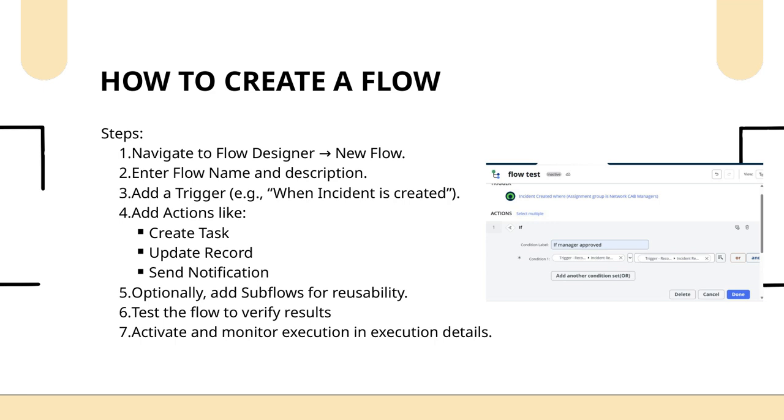Once you've built your flow, it's important to test it thoroughly. Testing ensures everything works as expected and helps you catch any issues before going live. After successful testing, you can activate the flow. Once active, you'll want to monitor its execution through the execution details so you can see how it performs in real time and make adjustments if necessary. Remember, creating a flow is all about automating repetitive tasks, reducing manual effort, and ensuring consistency across processes.